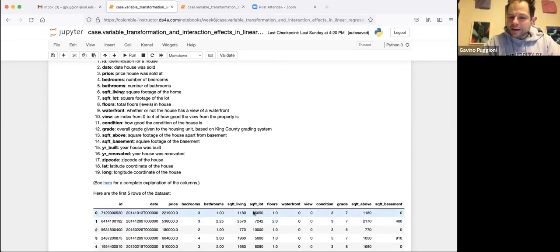And then you have a number that is square feet of the lot. That includes not just the living space, but also the garden or the yard, etc.